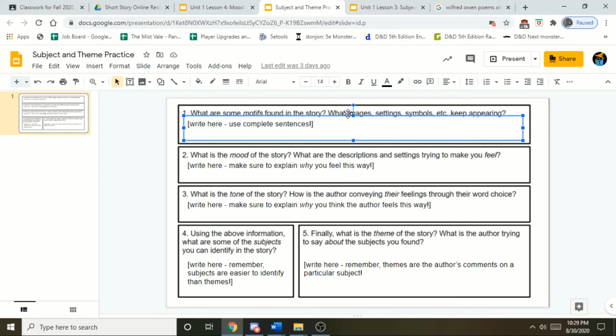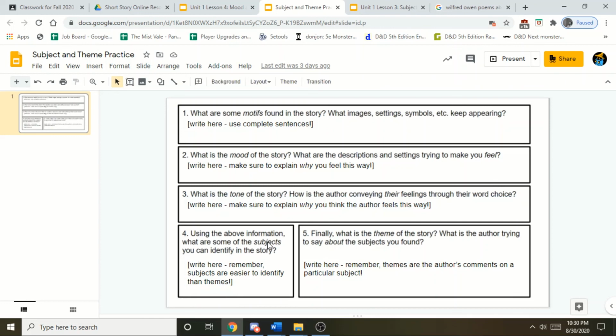And it asks, what are the motifs? What are the images and symbols and settings that keep on appearing? What is the mood of the story? What is the tone of the story? Can you kind of identify that? And if you have any difficulty on that, don't worry, because our next lesson is actually going to go into tone in depth. All right.